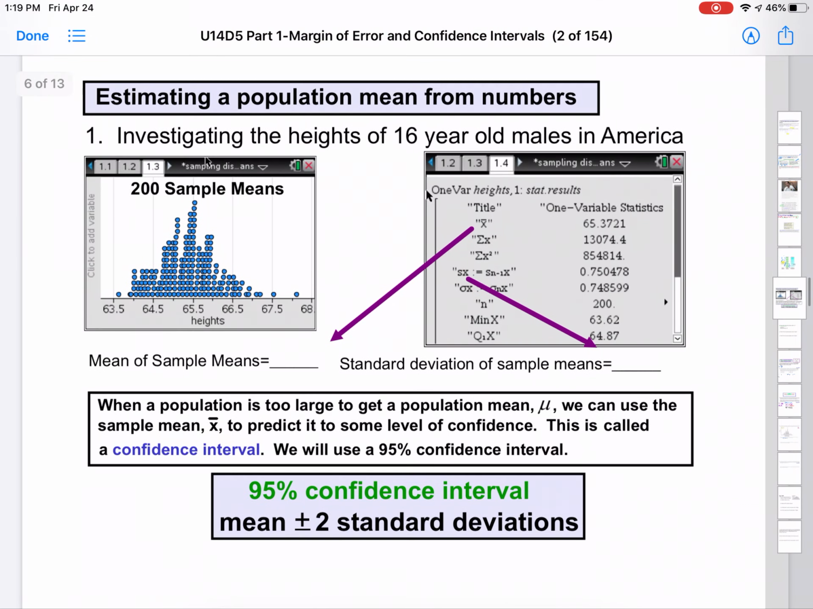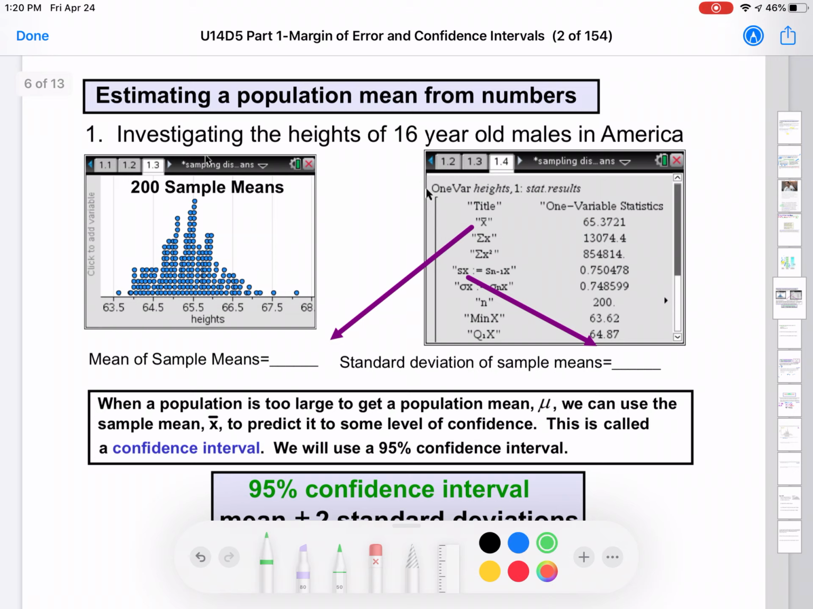Okay, so here's what I did. I did this in the calculator. I took heights of 16-year-old males. Now, these are 200 sample means. So that means, again, maybe I went to all different high schools and asked, what's the average height for 16-year-olds at your school? I got it from the nurse's office. Then I went to another high school and said, what's the average of yours? What's the average of yours? So all these little blue dots represent sample averages from different high schools.